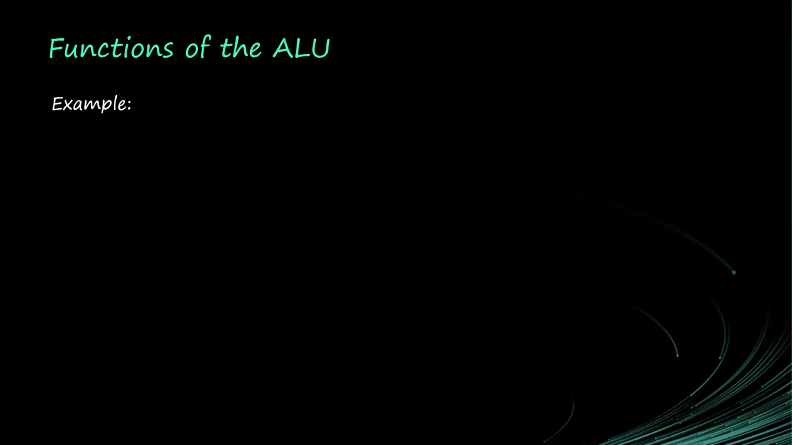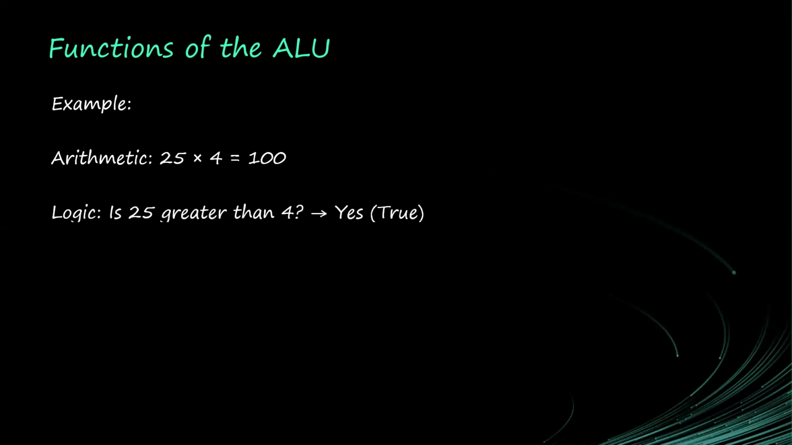Okay? So for example, when you do arithmetic, 25 times 4 is equal to 100. It is the arithmetic and logic unit that will perform this multiplication operation. So the ALU will get 25 and get 4, do the multiplication, and tell you that the result is 100. So we also have the logic. If you ever ask the computer if 25 is greater than 4, it is the arithmetic and logic unit that performs this operation, telling you that it is true.